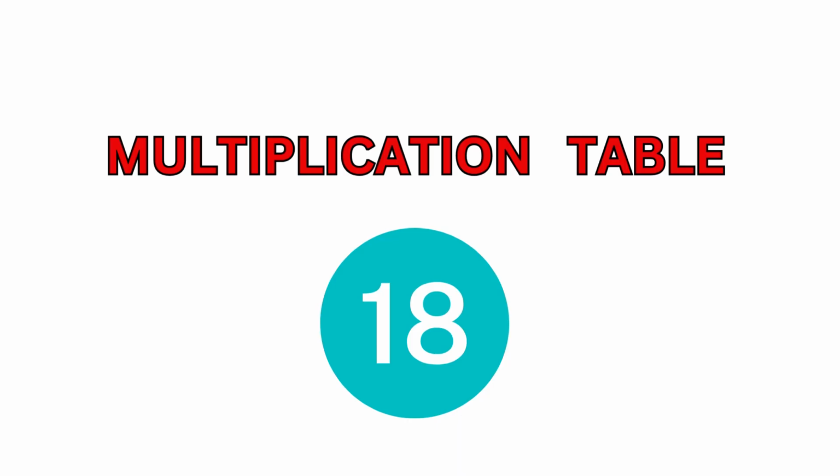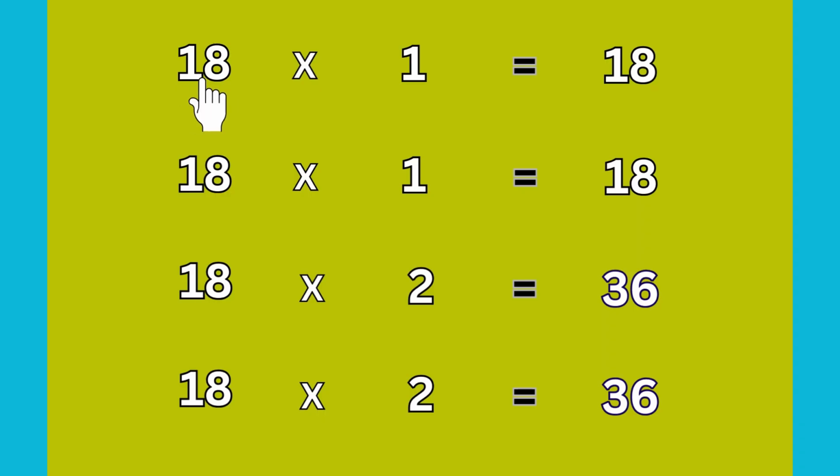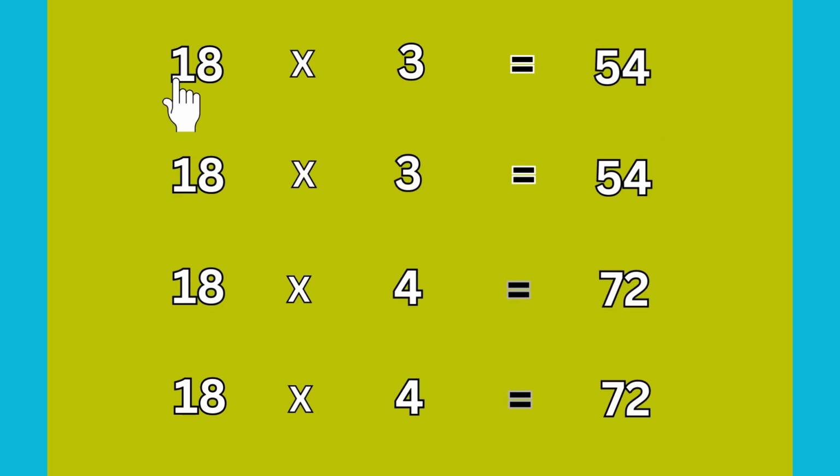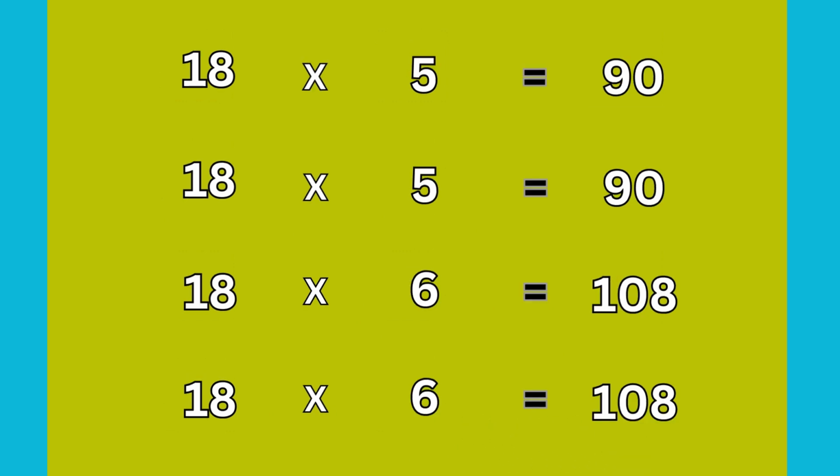Let's begin the multiplication table for 18. 18 ones are 18. 18 twos are 36. 18 threes are 54. 18 fours are 72.